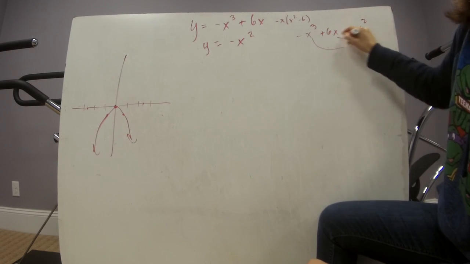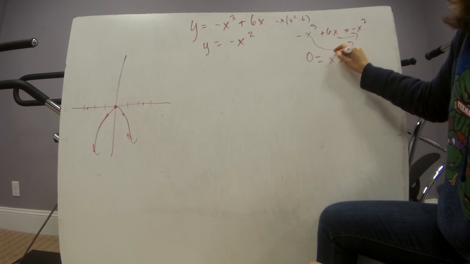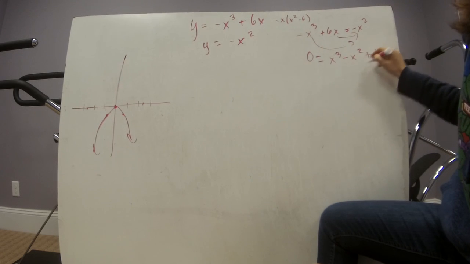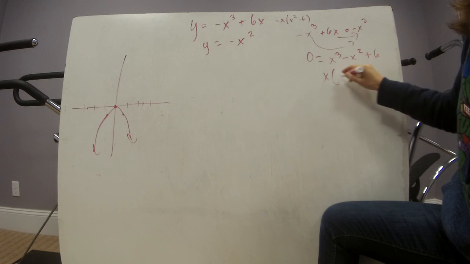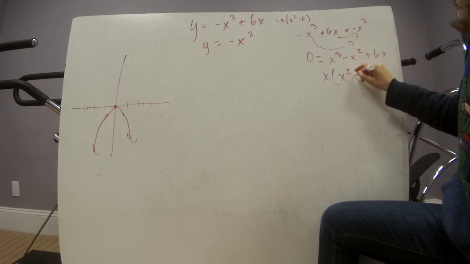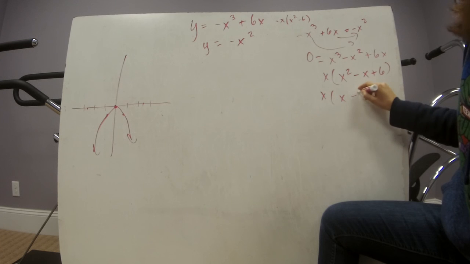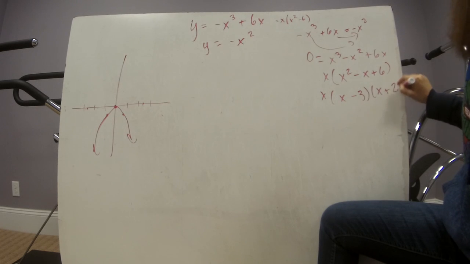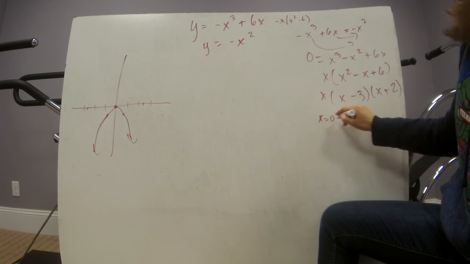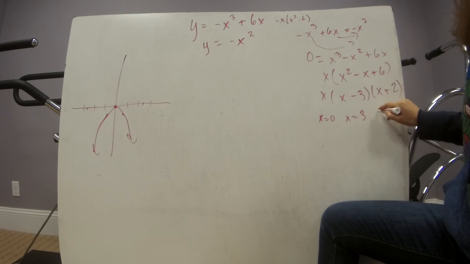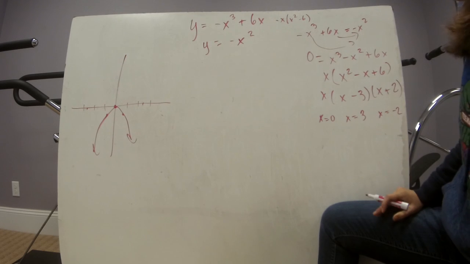Move both of these over here. I'm going to have 0 equals x cubed minus x squared plus 6. Pull out an x. X squared minus x plus 6. X minus 3, x plus 2. So x equals 0, x equals 3, and x equals negative 2.